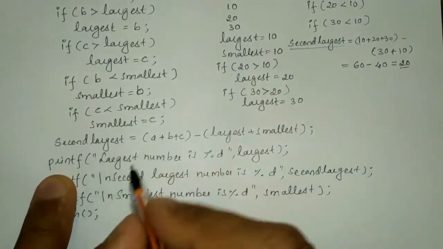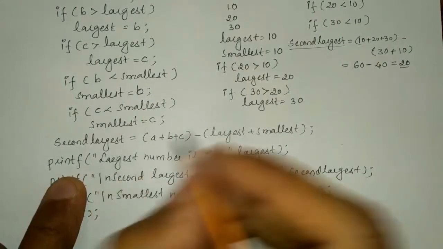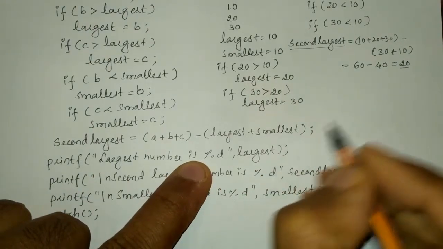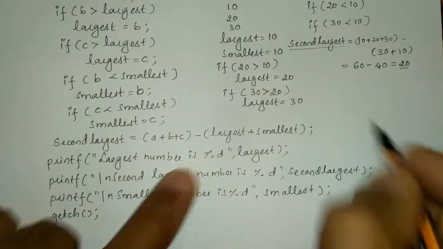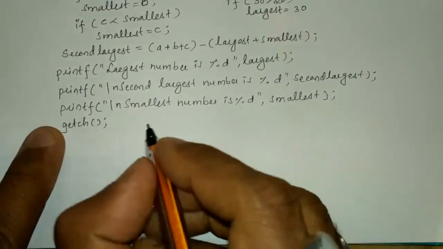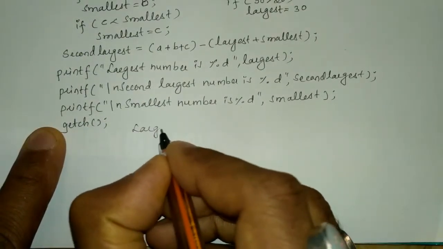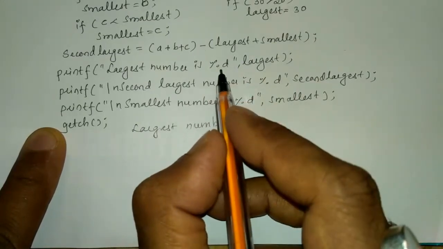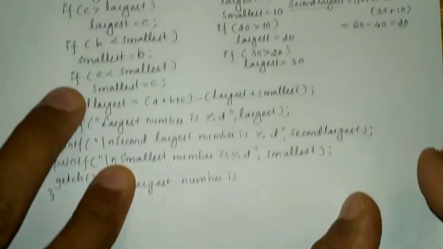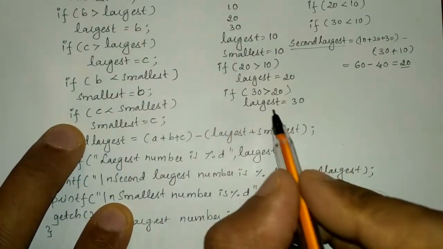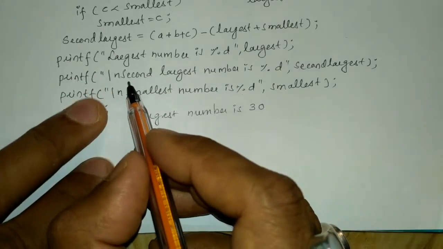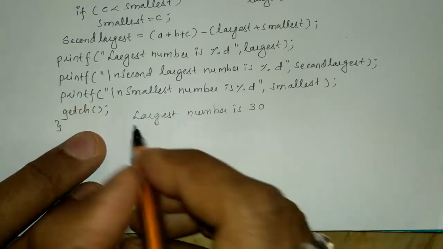Next we are going to print these three statements. What will happen now? It is going to print largest number is percentage d, largest. What value is stored in largest? That is 30. So we are going to write here 30. Because of this backslash n, we are going to bring the cursor down to the next line.